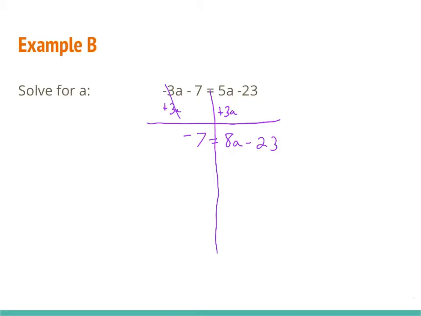And then I've got my next step. Again, I've got just a two-step equation. So I'm going to add 23 to both sides to get rid of my constant. Negative 7 plus 23 is going to leave me with positive 16.